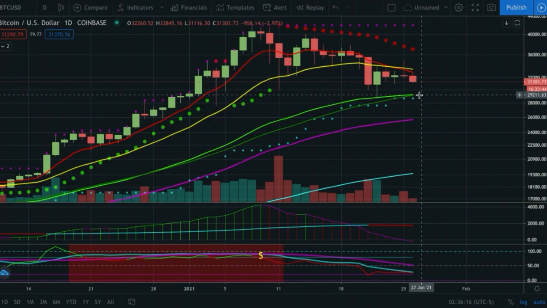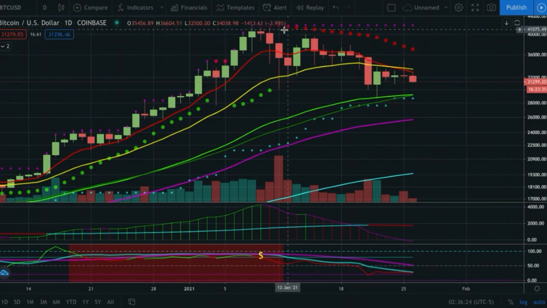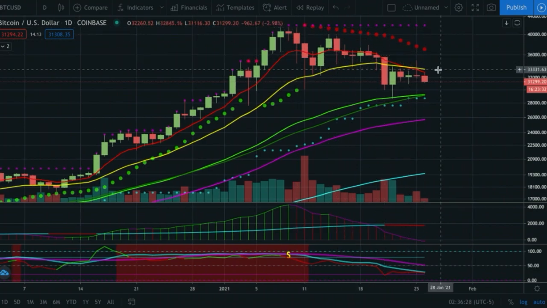55 exponential and 50 simple, the two green moving averages, at which point in time we bounce, get a lower high, etc. Possibly try to break to the upside one more time. But we do have the parabolic SAR in place. It is red. It is to the downside. It is telling us that we are in a confirmed downtrend.